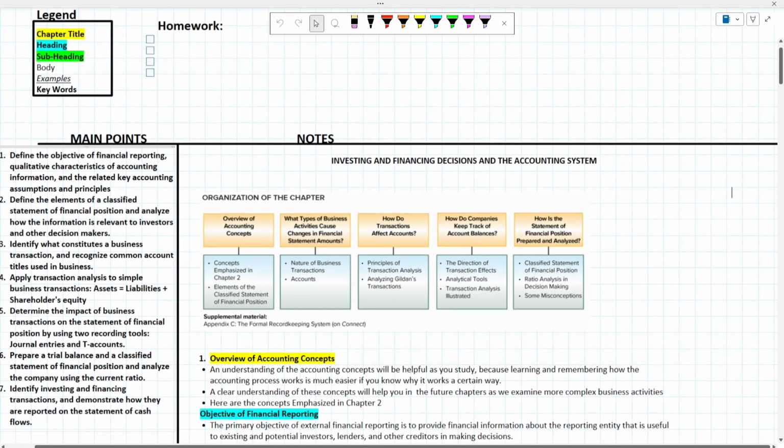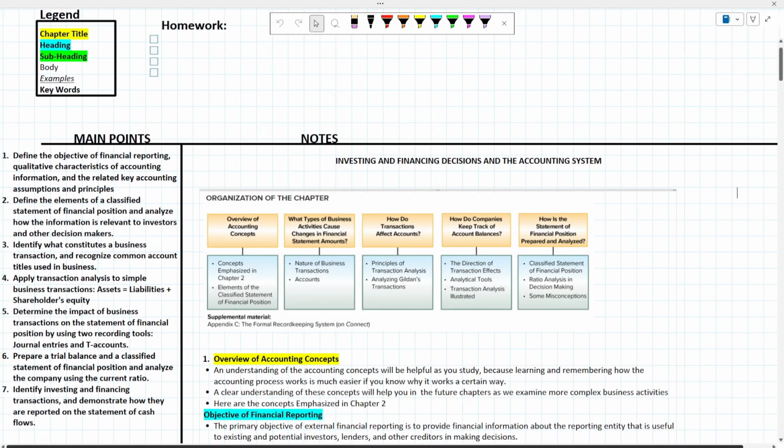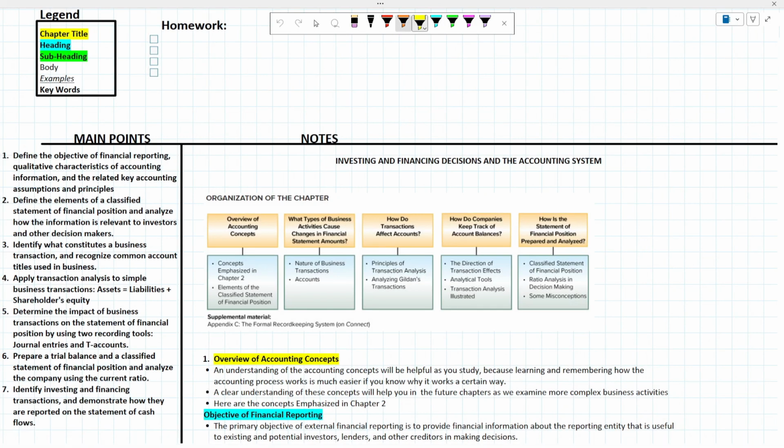So here, number one, defining the objective of financial reporting. Let me highlight that. Financial reporting, qualitative characteristics of accounting information, and the related key accounting assumptions and principles. So that's for number one.